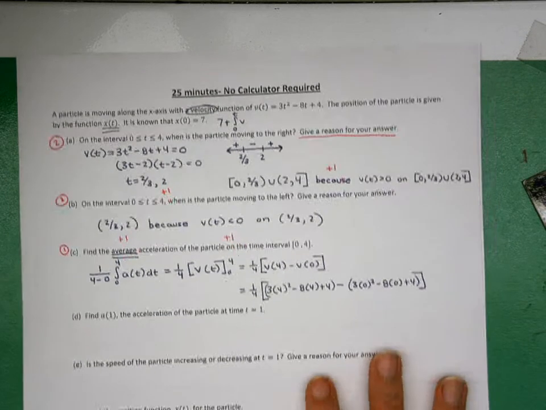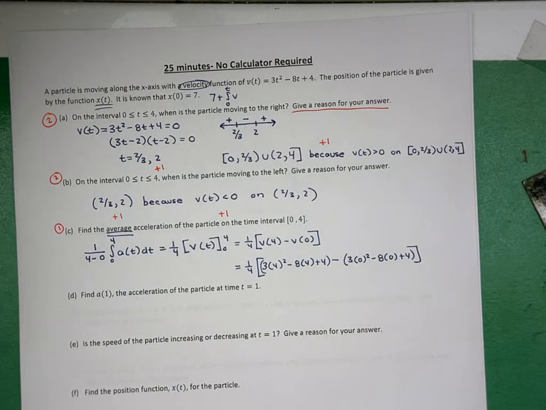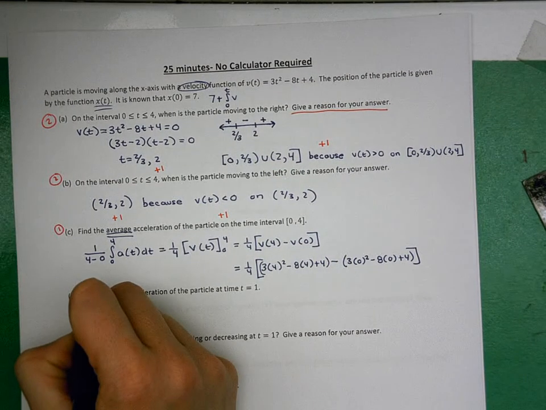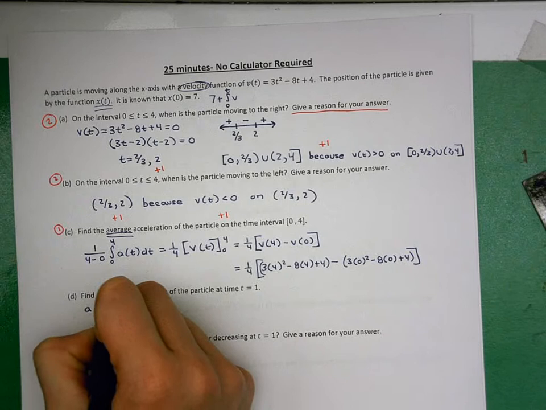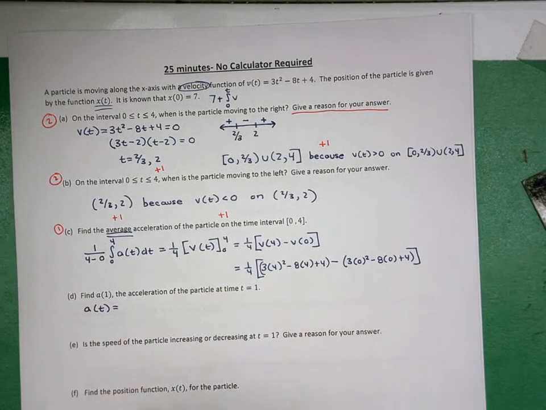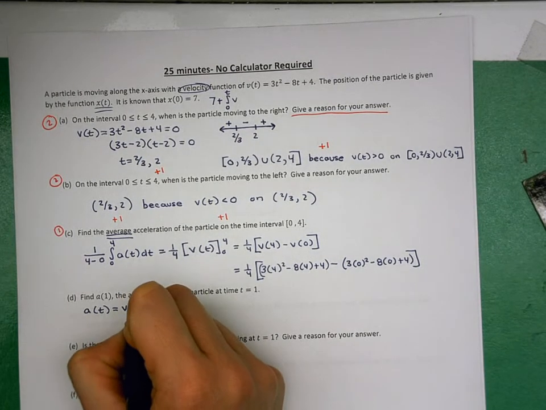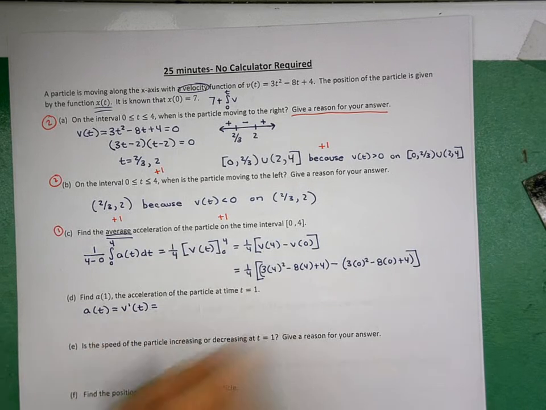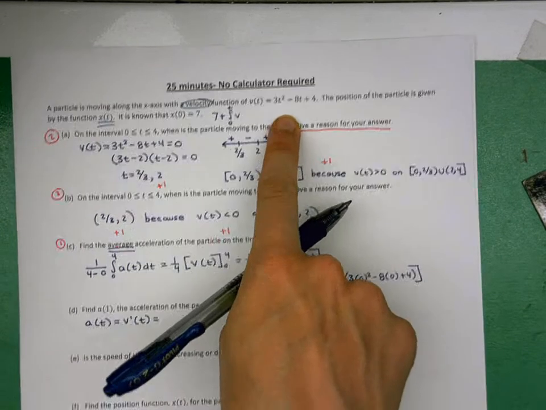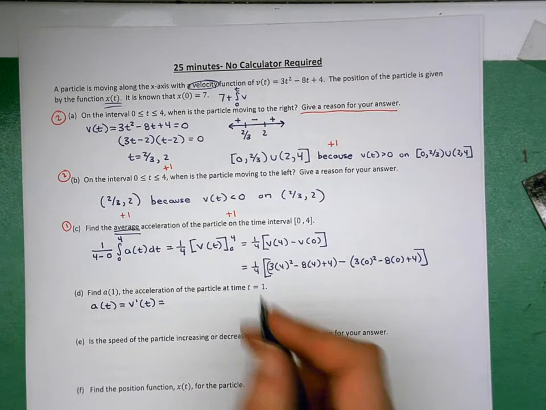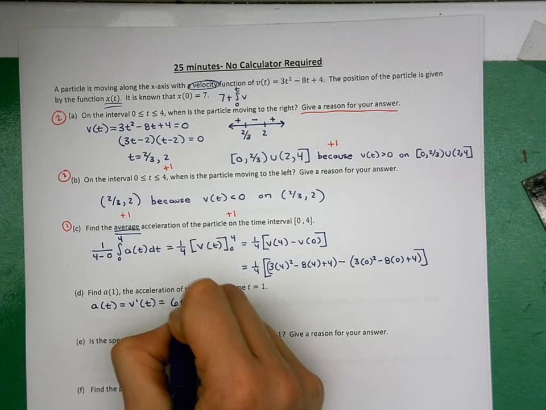Okay, D, find A of 1, the acceleration of the particle at time t equals 1. Okay, so let's go ahead and find A of t now, if you haven't already. If you already found A of t in part C, you wouldn't have to find it again. But I didn't, so I'm going to go ahead and find A of t. A of t, remember, is the derivative of velocity. And my velocity is this 3t squared function, so my acceleration will be 6t minus 8.